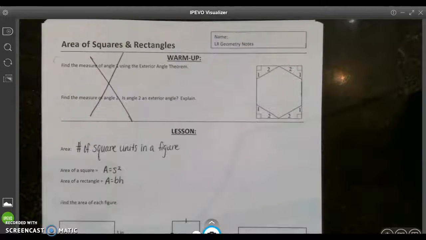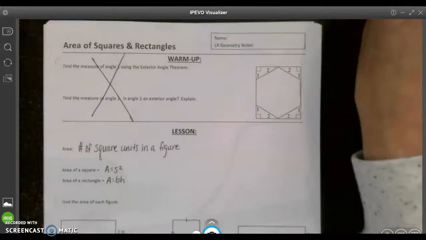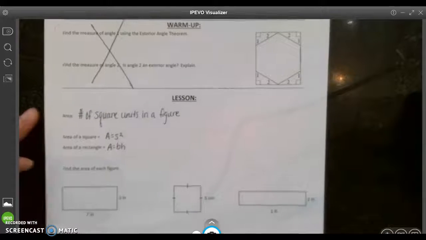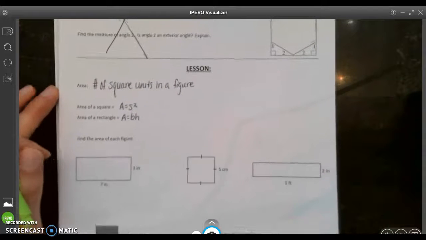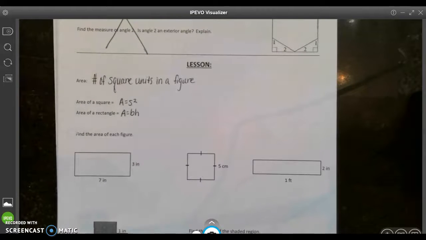Today, we're going to go over notes on area of squares and rectangles. So this will be the first set of notes where you're learning about area. You're going to learn two formulas. But first, area is the number of square units in a figure.